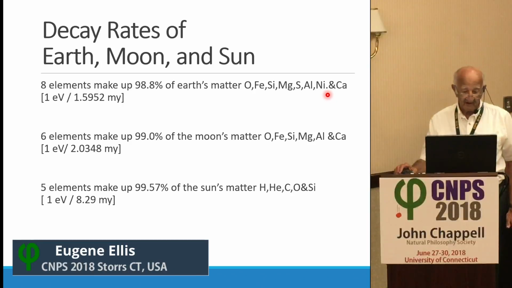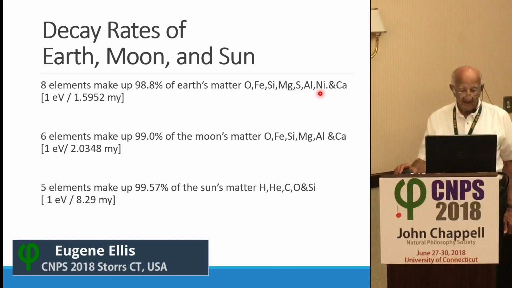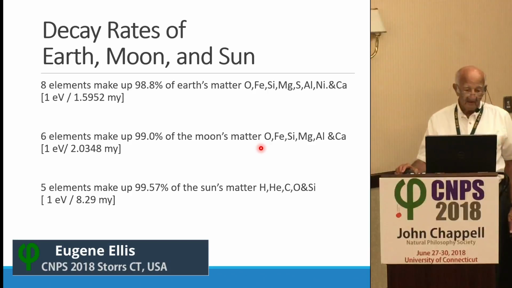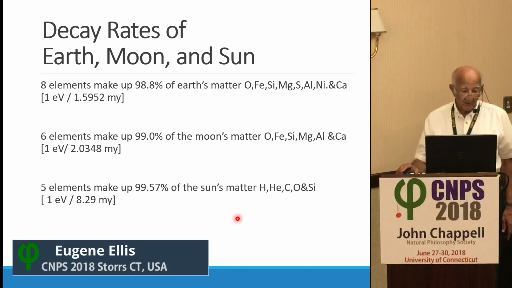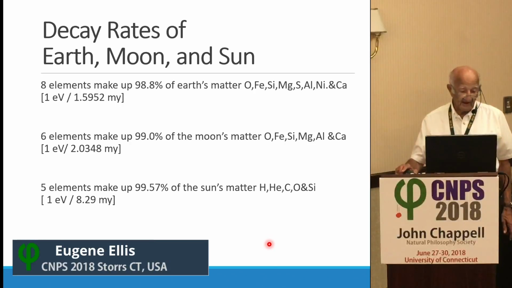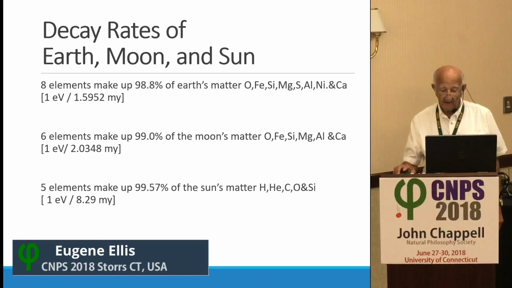There are 5 elements that make up 99.57% of the Sun's matter. Helium and hydrogen make up 98.1% of that. On the Sun, 1 electron volt decays every 8.29 million years.